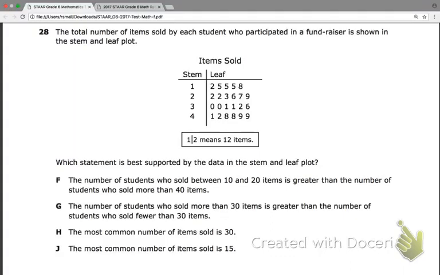Right, the total number of items sold by each student who participated in a fundraiser is shown in the stem and leaf plot. Which statement is best supported by the data in the stem and leaf plot?